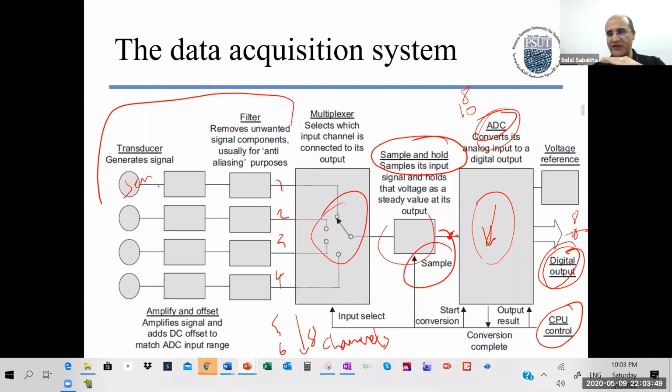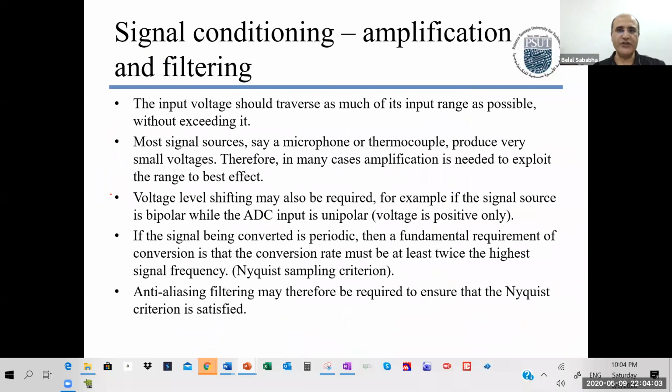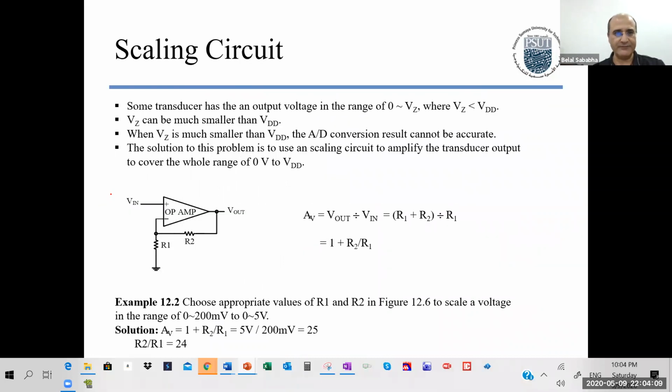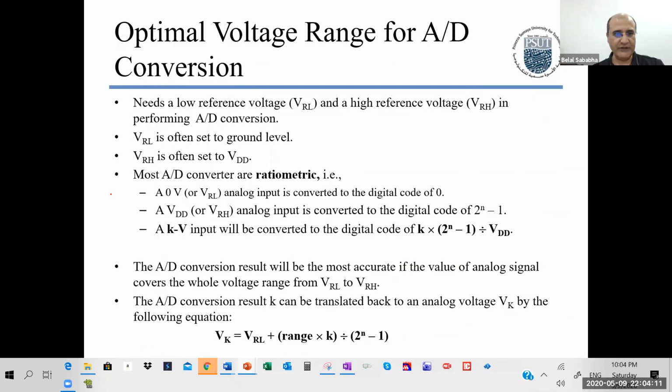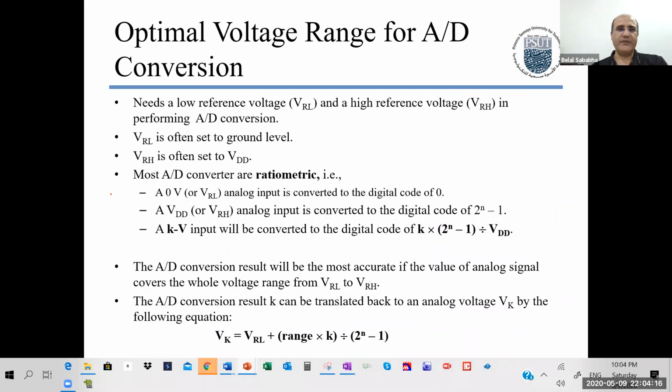Part of it could be negative. You need to add an offset, a positive offset, okay? It could have some noise. You need to use a filter. These processes you do here are called signal conditioning. So you need to do signal conditioning, like amplification and filtering. I'll come to them later.